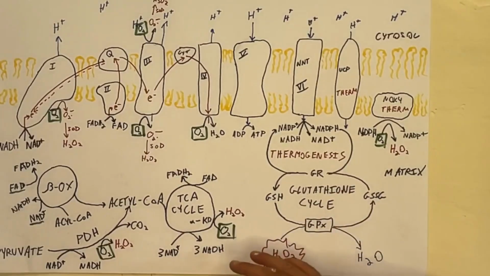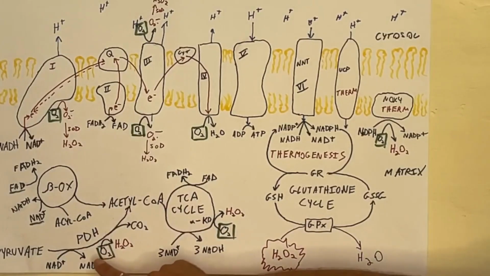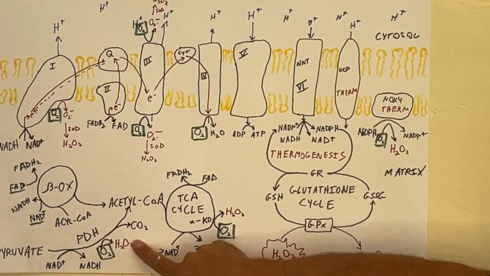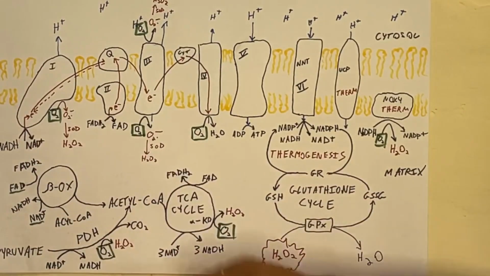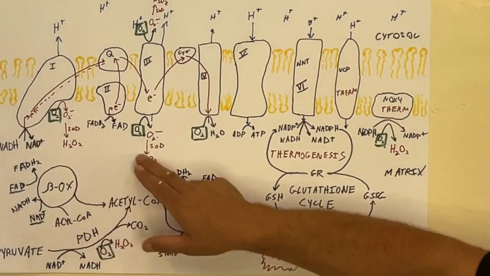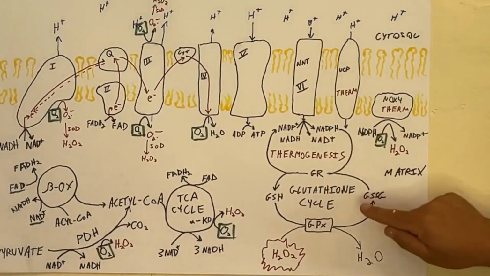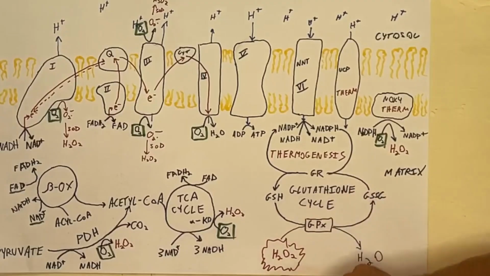And so on the buildup of reactive oxygen species, you can see reactive oxygen species are created by pyruvate dehydrogenase. They're created at complex 1. They're created at complex 3. So as our metabolism goes, we're creating these ROS all over, and they're mostly eliminated by glutathione, the glutathione cycle.